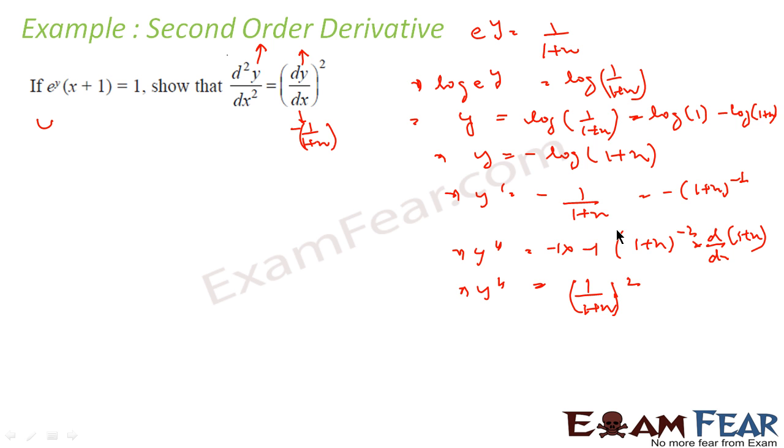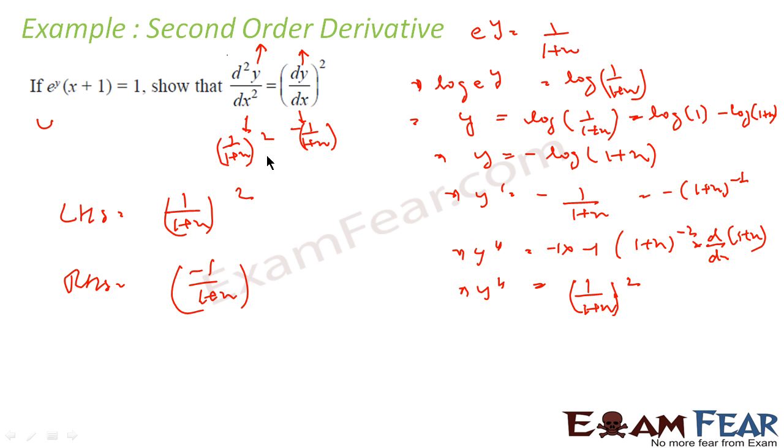So I got d square y by dx square, which is nothing but 1 by (1 plus x) square. So if I see, my LHS is nothing but 1 by (1 plus x) whole square, and my RHS is nothing but (dy by dx) whole square, that is minus 1 by (1 plus x) whole square, that is nothing but 1 by (1 plus x) square. So if you compare, these two are exactly the same, and that's what I have to prove. LHS is equal to RHS. Very simple.